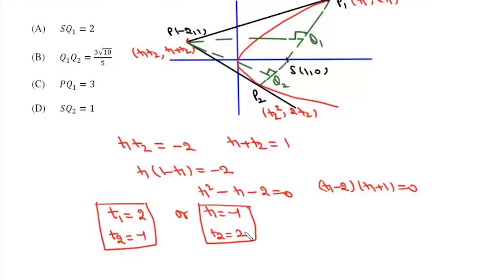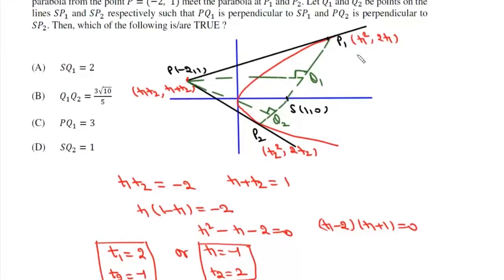Now, if we take t1 as 2, this is 4, 4. And if we take t2 as minus 1, this point will be 1, minus 2. So, now we have the coordinates of P1 and P2. Now, for the second case, P1 and P2 will interchange.